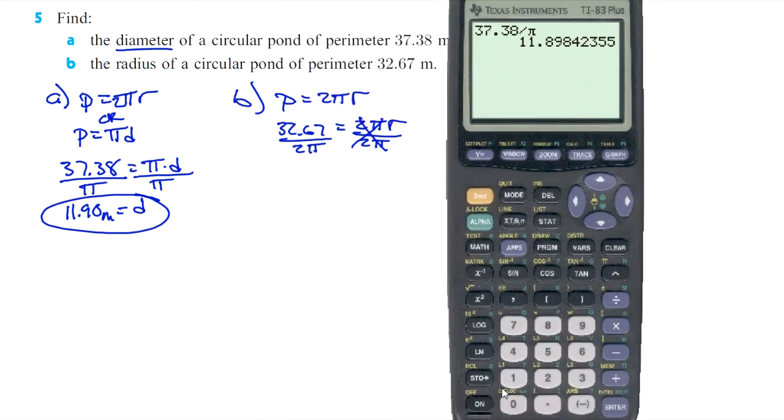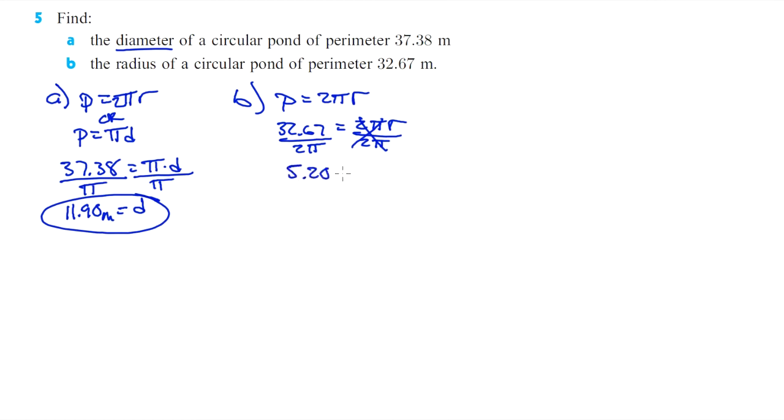So let's clear that out and do 32.67. You can either divide by pi and divide by 2 to get the right answer, or you can divide by parentheses pi times 2. Either way, we'll get 5.199. So let's go with 5.20 as our radius, and that is in meters as well. Okay. All right, last one, number 6.